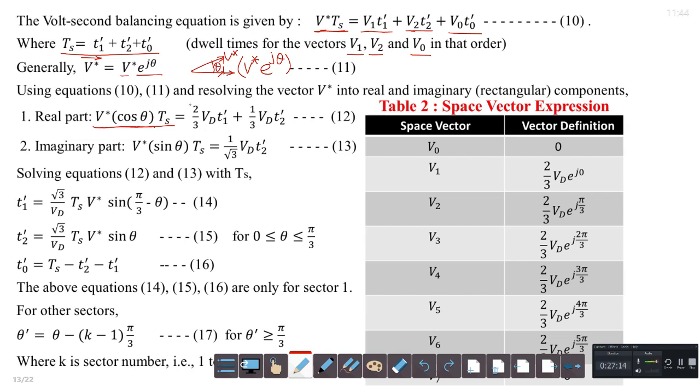For V1, the magnitude is 2 by 3 Vd, in the same direction on the horizontal axis. So, it is 2 by 3 Vd and it is applied for a time duration T1 dash, which is multiplied. And V2 is at an angle of 60 degrees to the horizontal axis. So, what is the component of V2 along the horizontal axis, the real axis? V2 cos 60, that means 1 by 2 into V2.